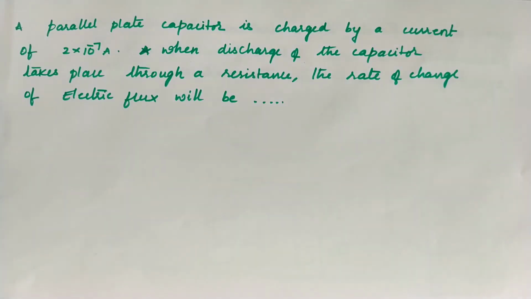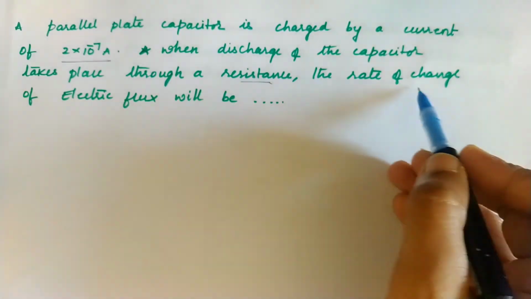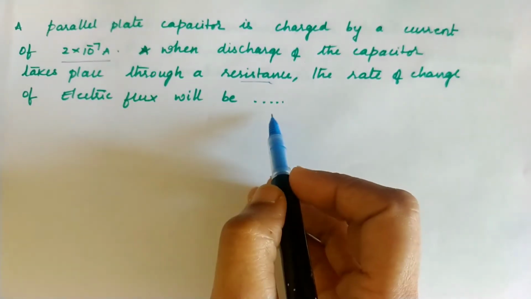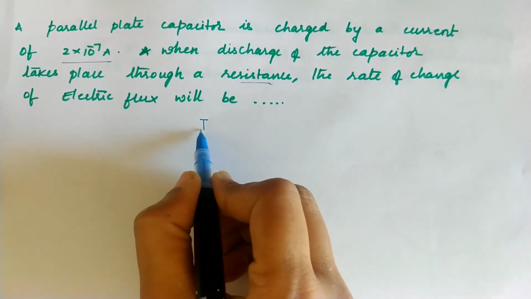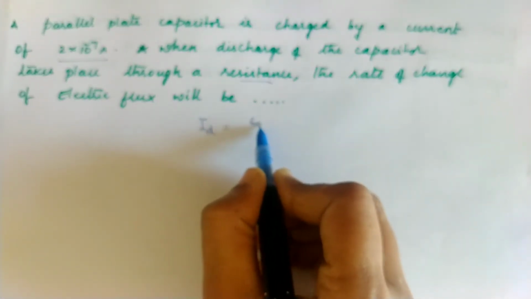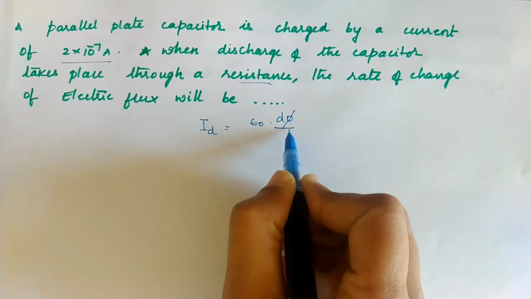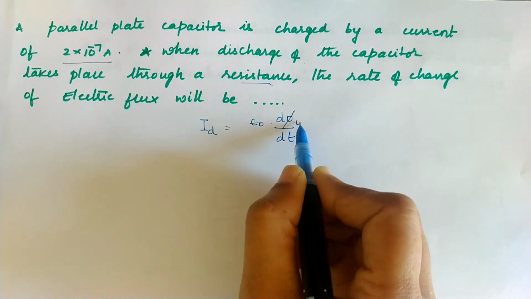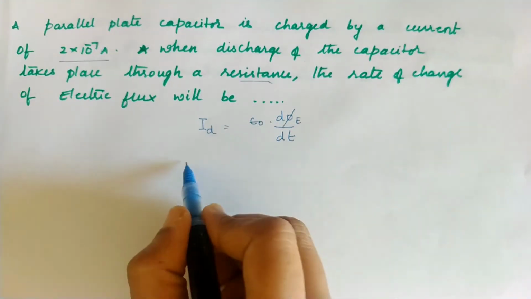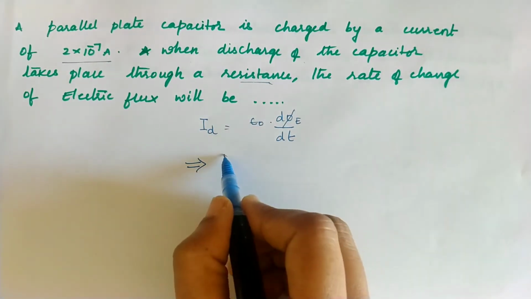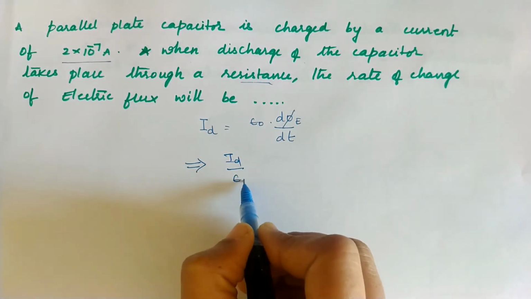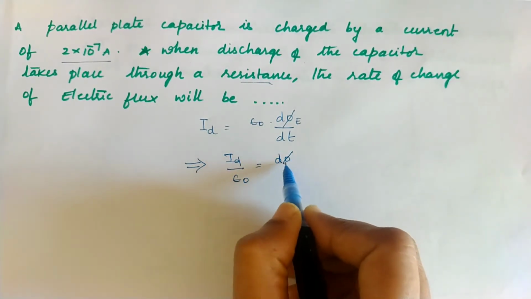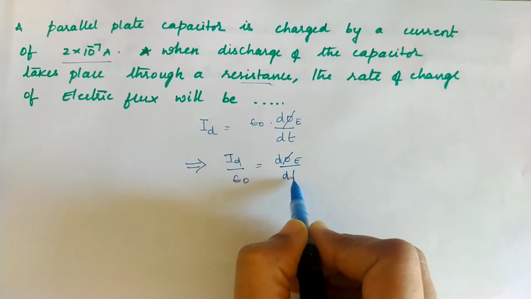So here also there is a parallel plate capacitor which is being charged by a current of 2 into 10 power minus 7 ampere. When discharge of the capacitor takes place through a resistor, what is the rate of change of electric flux? So I hope you remember displacement current is epsilon naught into d phi by dt. This is nothing but rate of change of electric flux. So d phi by dt is id divided by epsilon naught.